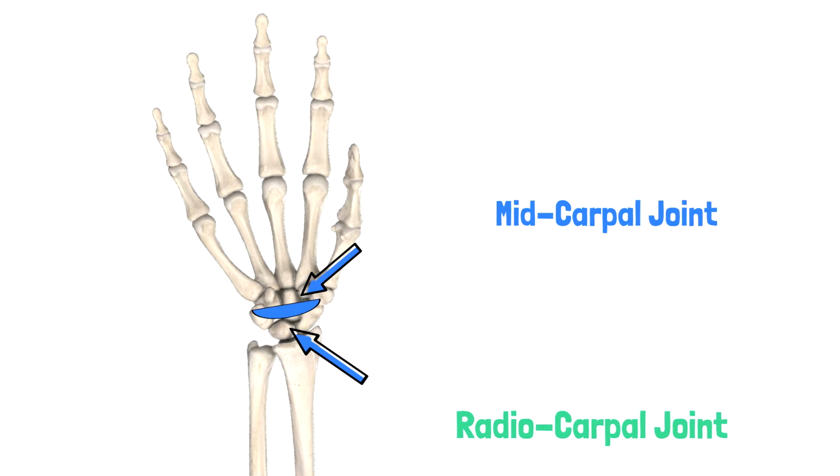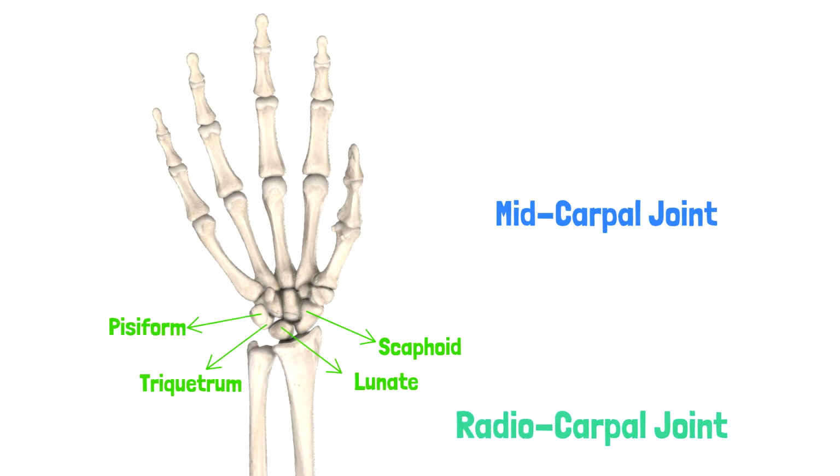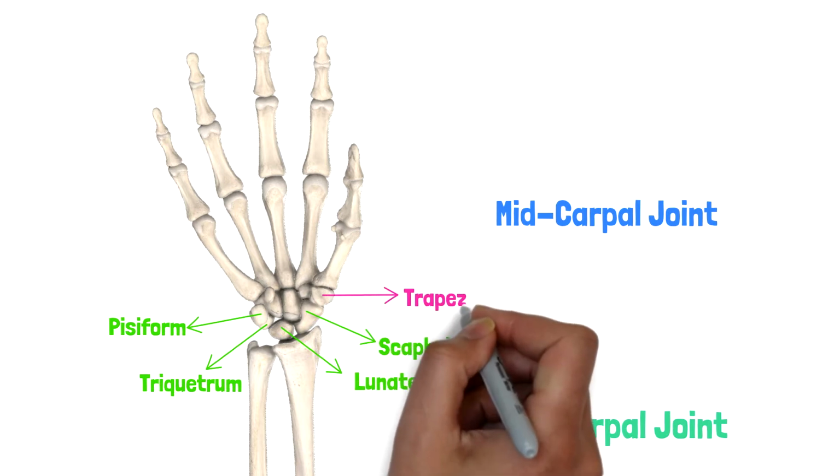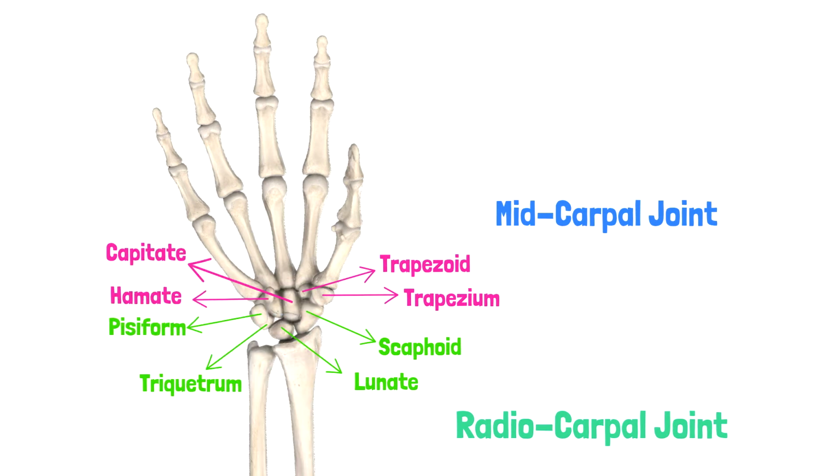The proximal row of the carpal bones includes the scaphoid, lunate, triquetrum, and pisiform. The distal row of the carpal bones is created by the trapezium, trapezoid, capitate, and hamate.